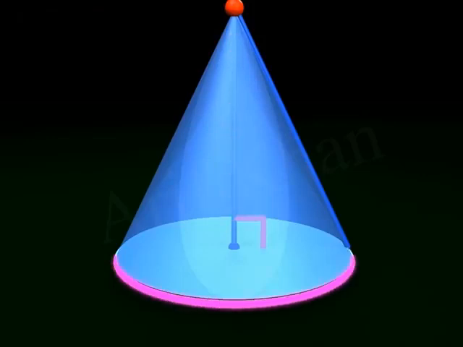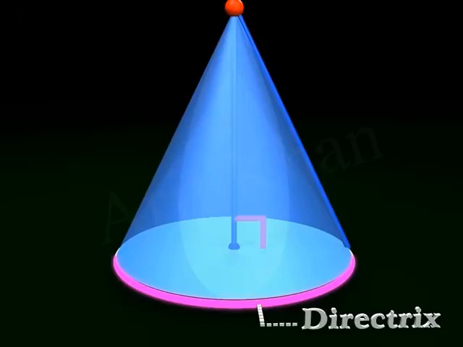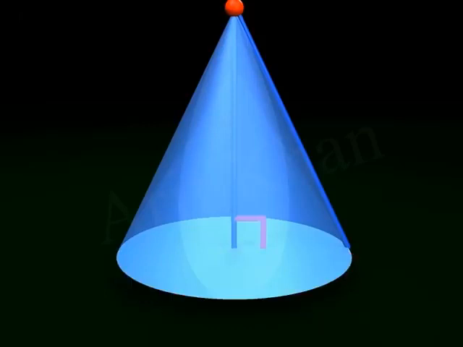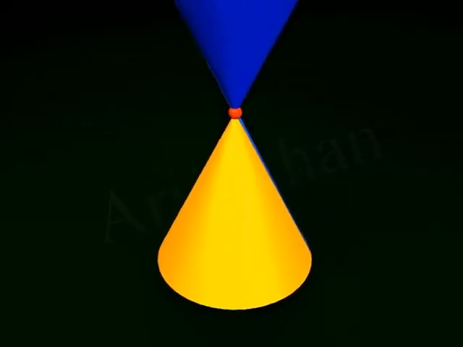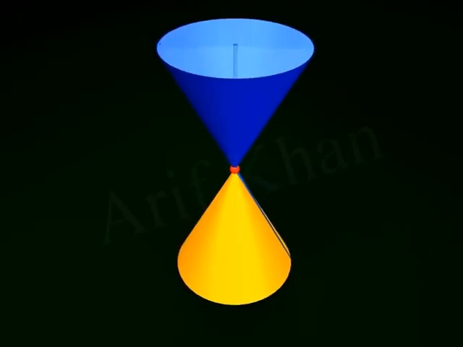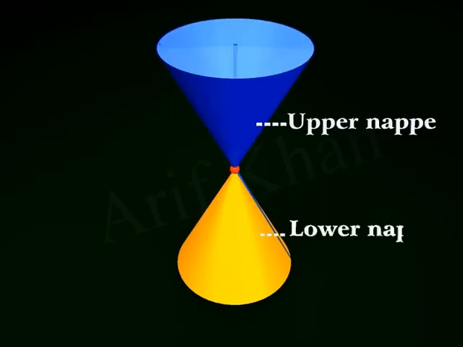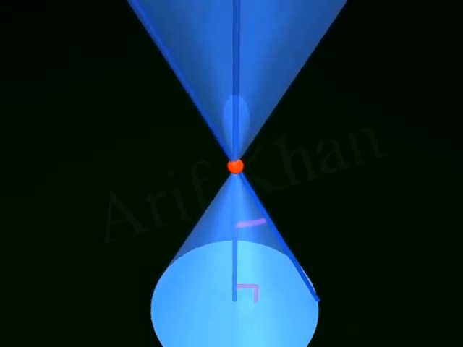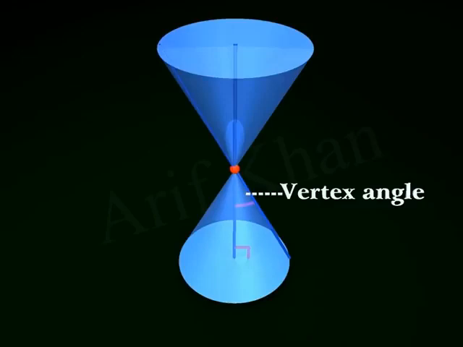The perimeter of the base is called the directrix. The lateral surface of a right circular cone is called a nap. A double right circular cone has two naps. The nap above the vertex is called the upper nap, and that below the vertex is called the lower nap. Also, the angle between the generator and the axis is called the vertex angle.